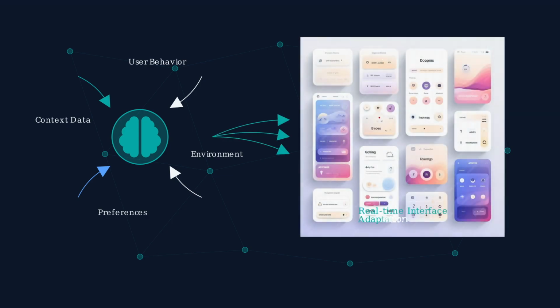Modern interfaces powered by AI can adapt their layout, content, and functionality in real time. For example, a mobile app might rearrange its interface based on your usage patterns, time of day, or current location, making the most relevant features more accessible.